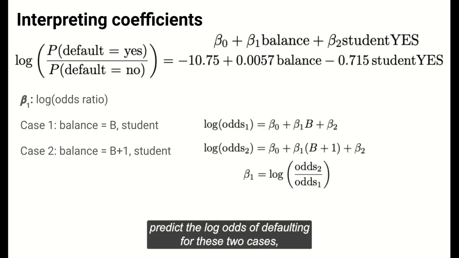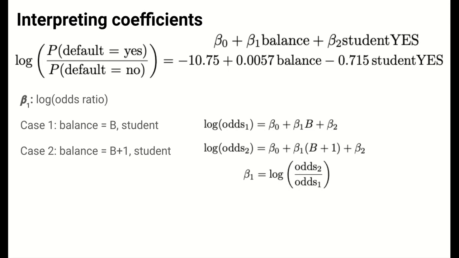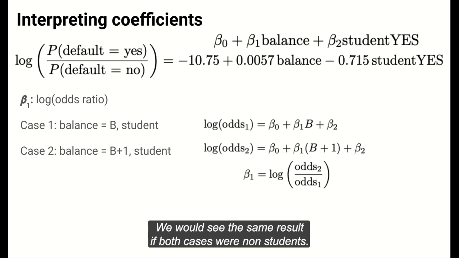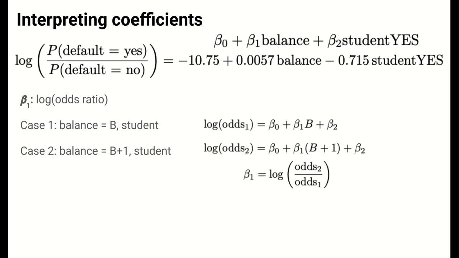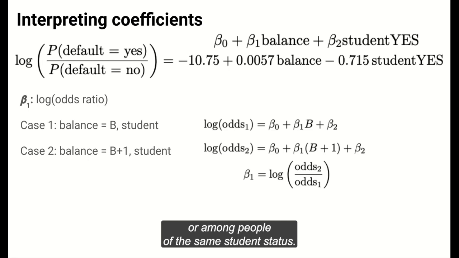We can predict the log odds of defaulting for these two cases, and we see that the difference in these log odds is the beta 1 coefficient. We would see the same result if both cases were non-students. So, beta 1 is interpreted as a log odds ratio, holding constant student status, or among people of the same student status.